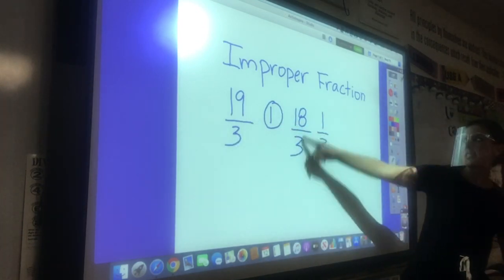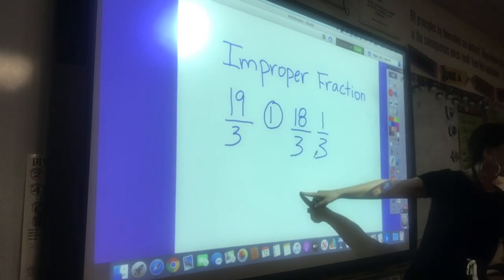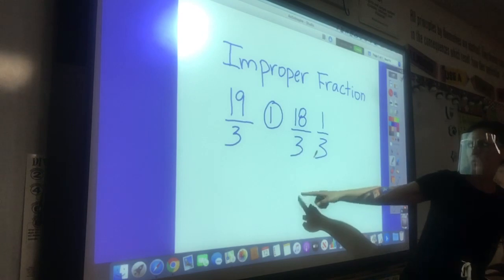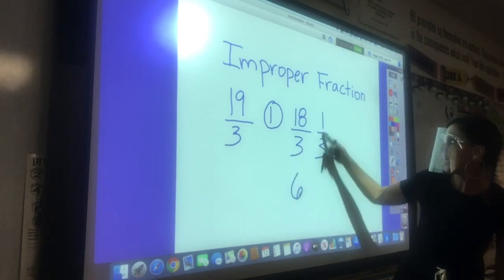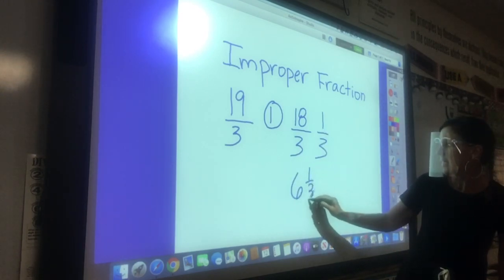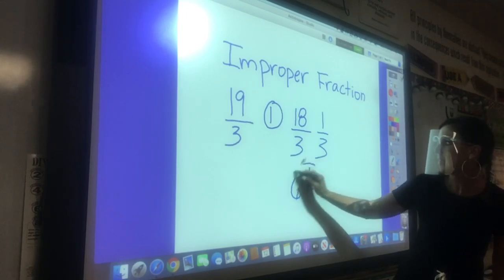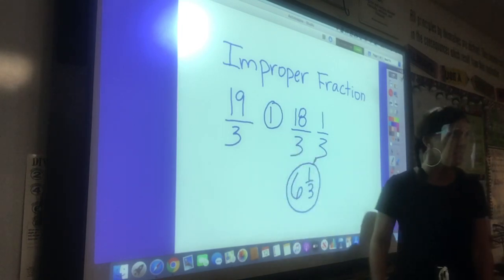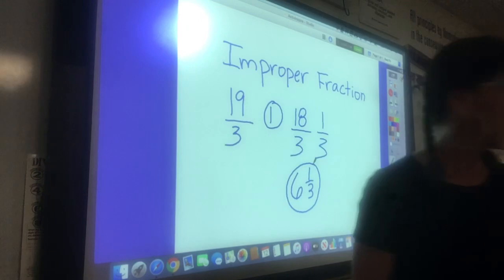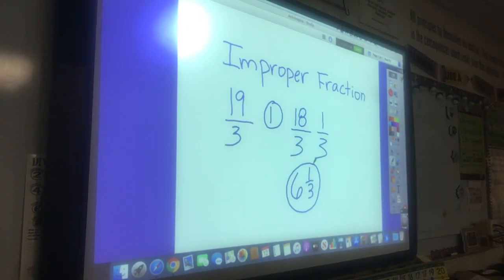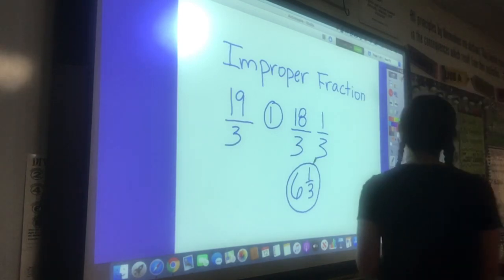We know that 18/3 is a whole number. What is the whole number that is 18/3? 18 divided by 3. Giancarlo? 6. So we put the 6 there, we bring the 1/3 down, and so 6 and 1/3 is the mixed number that is 19/3. Okay, so that's the first way to do it. So let's go to your whiteboard and do a couple this way, and then we'll come back to your composition book and put the second way.